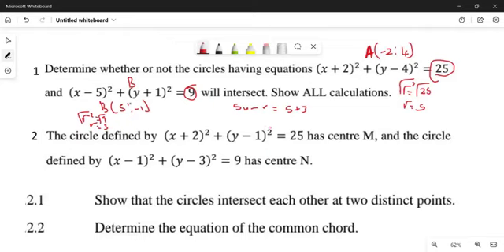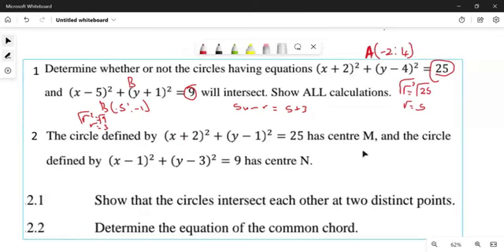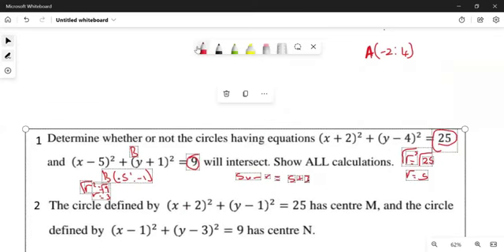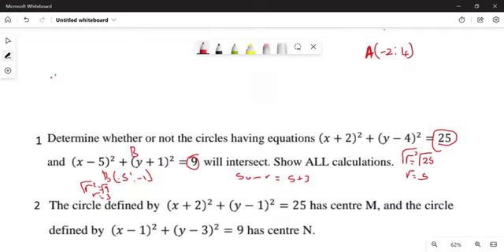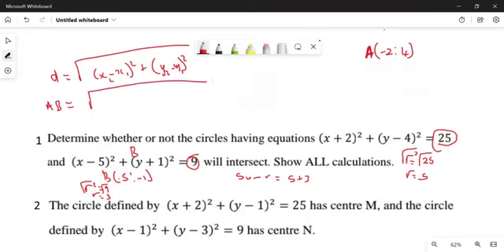I should know the distance between A and B. Okay? So how do you calculate the distance between A and B? You're going to use the distance formula. So let's use the distance formula to do that. We know the distance formula says D is going to be equal to root, and then it says x2 minus x1 all squared plus y2 minus y1 all squared.